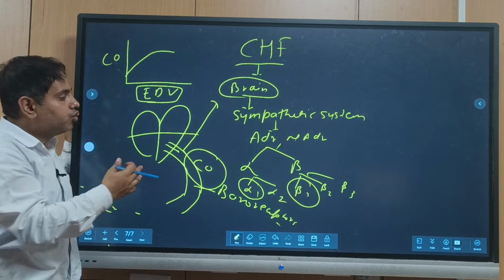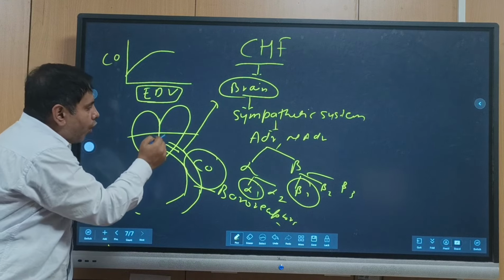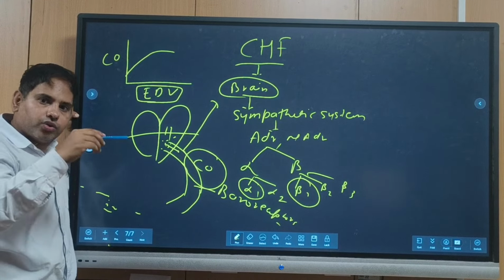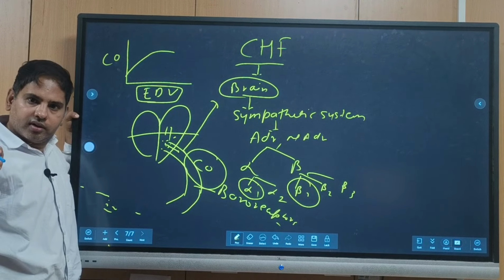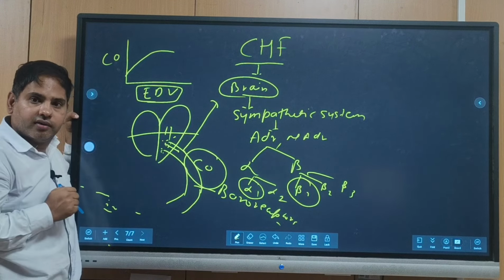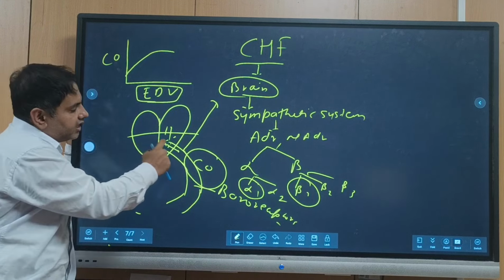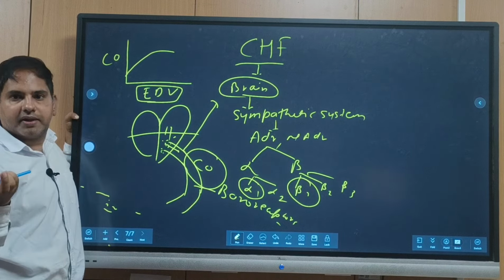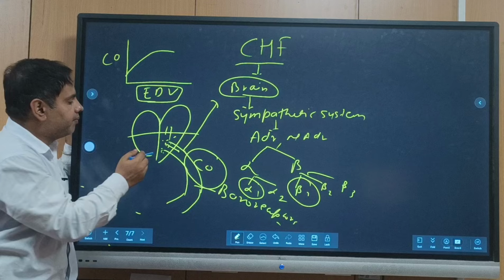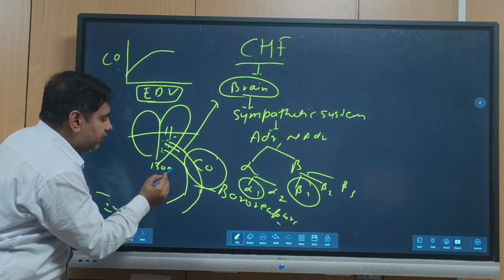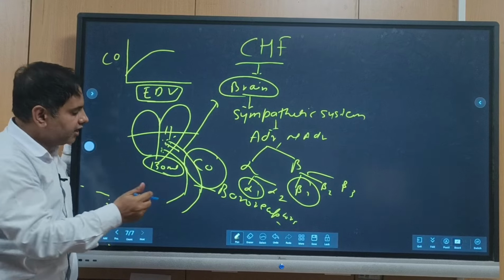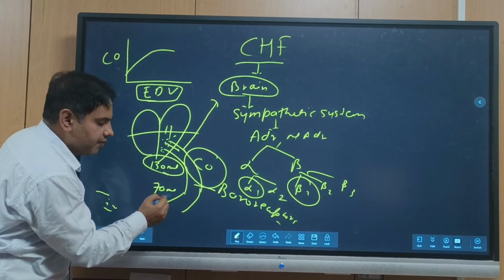So what will happen? Your preload will increase, because the kidney is doing the reabsorption of sodium and water, right? That sodium and water will increase the load on the heart. In the initial stages, when you are increasing the preload, cardiac output will be increased, but only up to a certain level. How is cardiac output increased? For example, this ventricle has 130 ml of blood. At normal physiological state, your stroke volume is 70 ml, right?